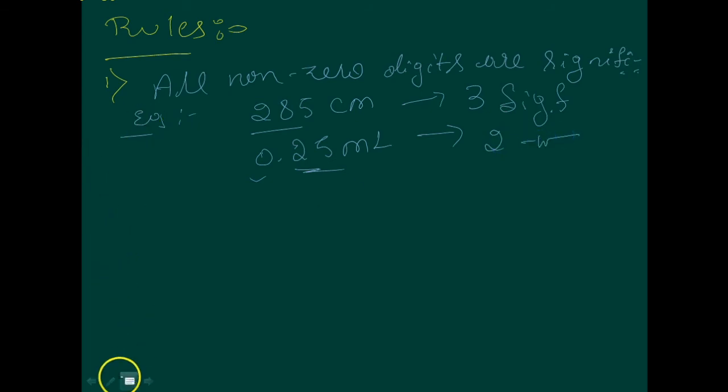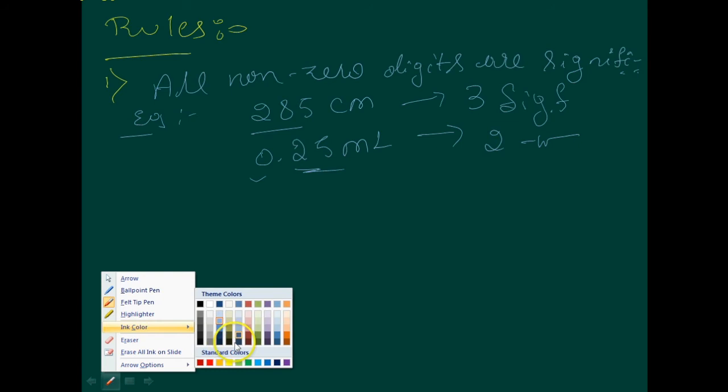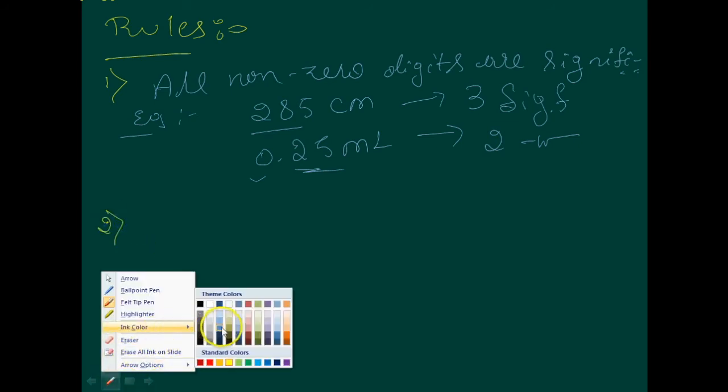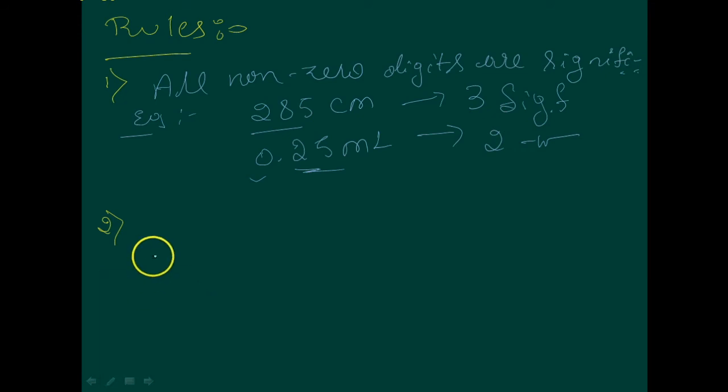This is the first point, and the second point is: zeros preceding the first non-zero digit are not significant. Such a zero indicates the position of the decimal point. I will give an example for this. Consider 0.03. It has one significant figure.